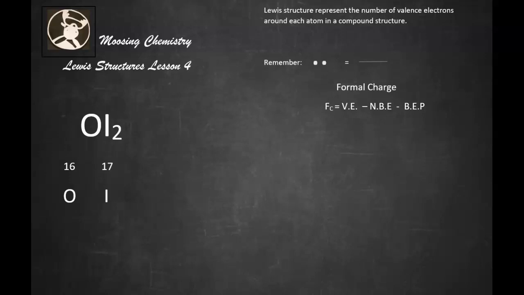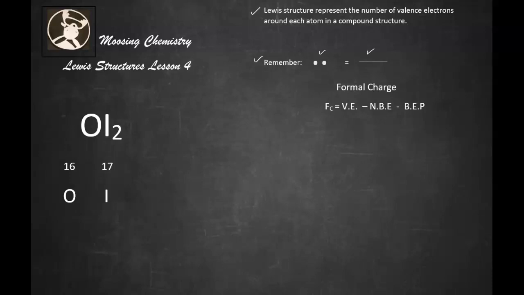This is Lewis structure lesson number 4. Remember that Lewis structures represent the number of valence electrons around each atom in a compound structure. Also, it's important to remember that 2 dots equals a dash. These 2 dots equal 1 dash, because in Lewis dot structure, we just use the dots, but in Lewis structure, we use both dots and dashes.